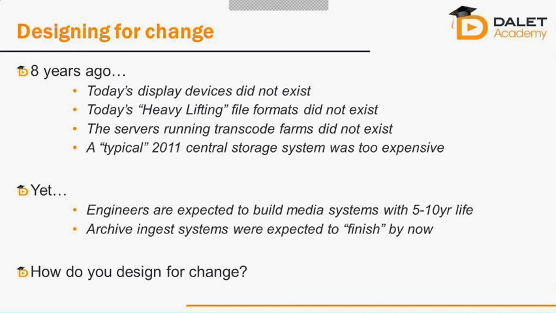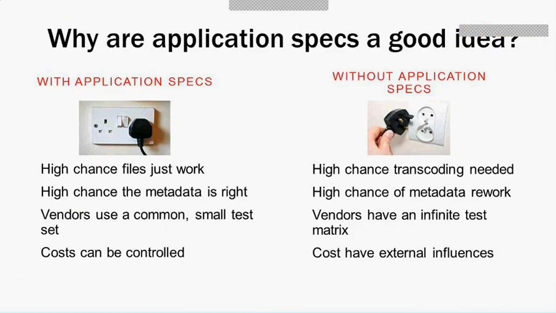Archive ingest systems were expected to be finished by now. We still have a lot of people ingesting content today, so how do you design for change? This is one of the areas where a fundamental shift took place, maybe 4, maybe 5 years ago, that the underlying file formats are by and large good enough. The interoperability problems don't stem from the fact that the file formats lack features, they stem from the fact that manufacturers and systems specifiers interpret those features differently.